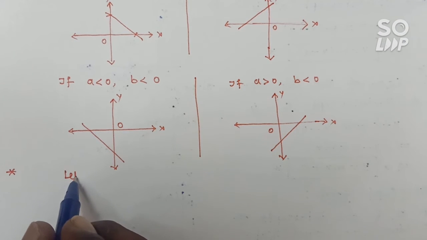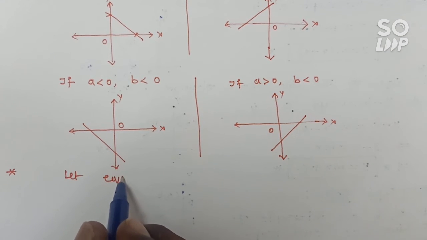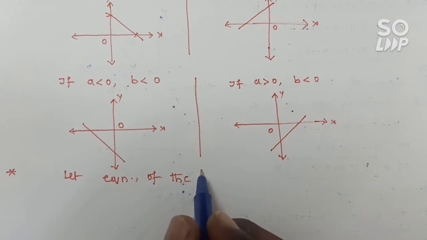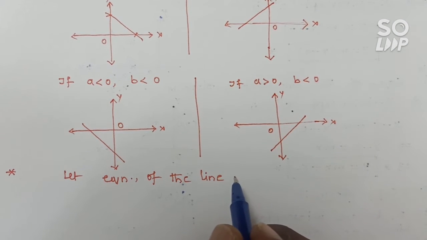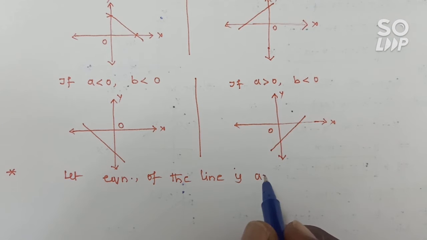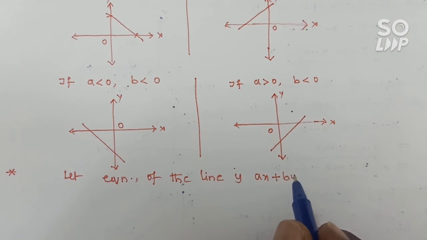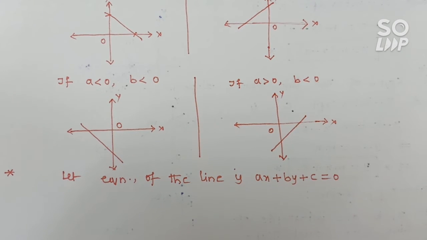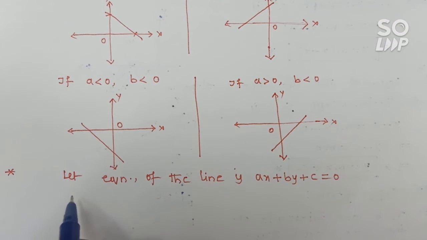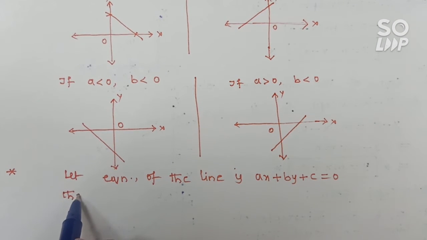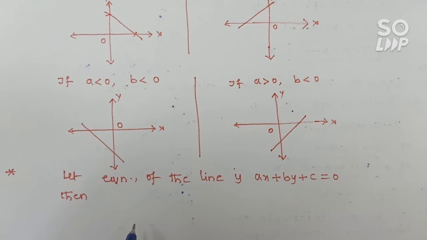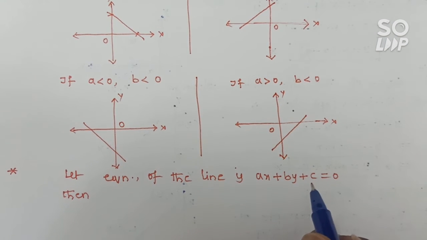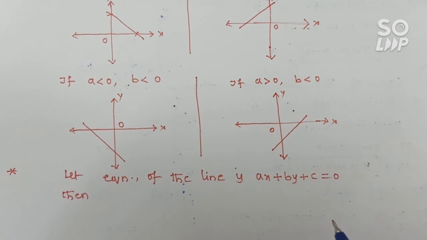Let the equation of the line be ax plus by plus c is equal to 0. Now you tell me, previously in the concept of intercepts, I told you that by taking the same equation, how will you get the x-intercept and y-intercept?